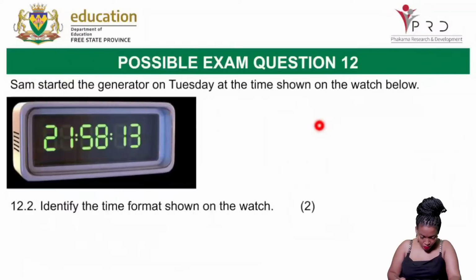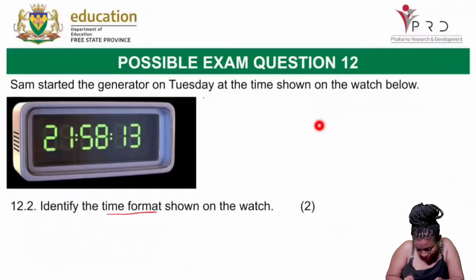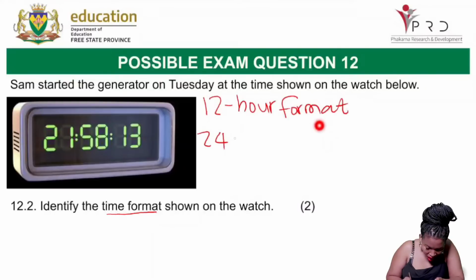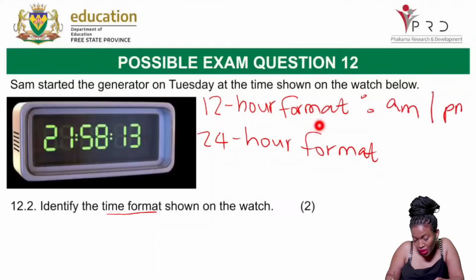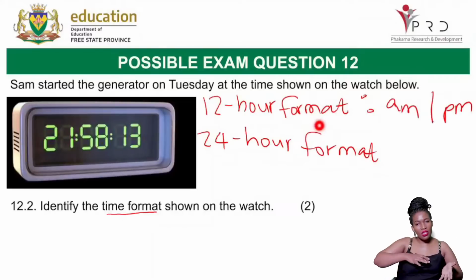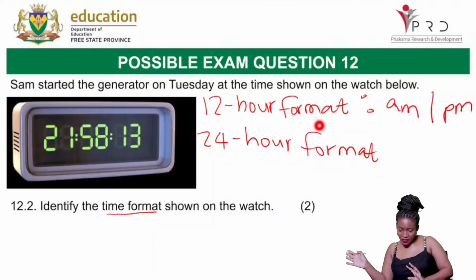The next question, identify the time format that is shown on the watch. We've got two types of time formats. We've got the 12-hour format. We also have the 24-hour format. The 12-hour format, it is that one when you write it, we use the AM or the PM to indicate whether it's in the morning or it's in the afternoon.